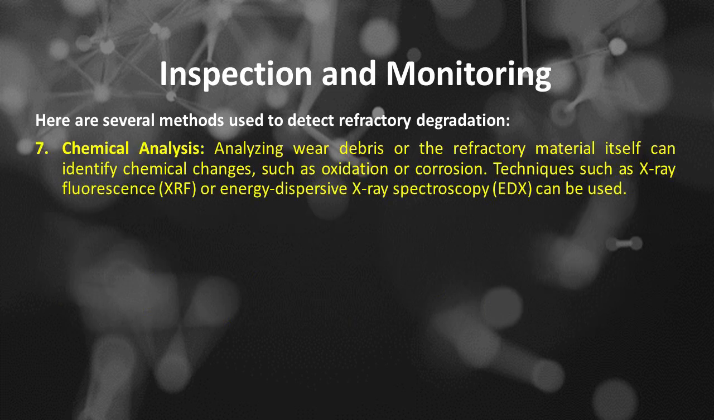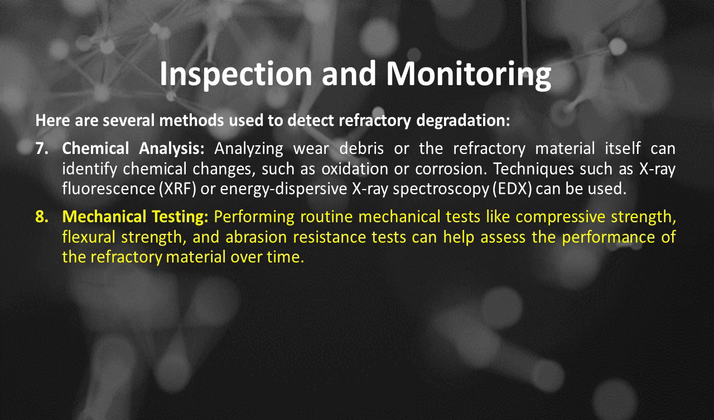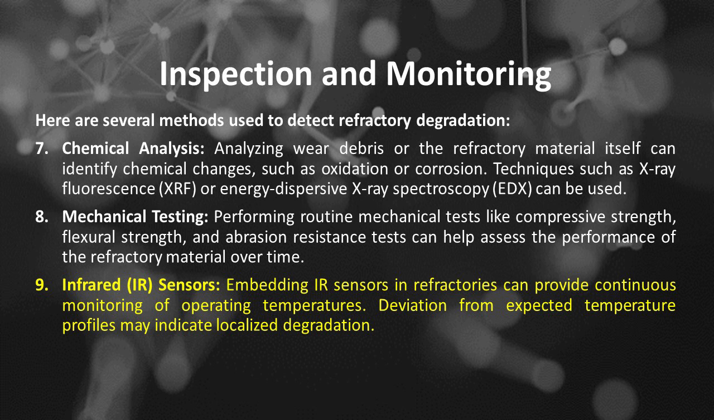Number 7 is chemical analysis. Analyzing wear debris or the refractory material itself can identify chemical changes, such as oxidation or corrosion. Techniques such as X-ray fluorescence, XRF, or energy dispersive X-ray spectroscopy, EDX, can be used. Number 8 is mechanical testing. Performing routine mechanical tests like compressive strength, flexural strength, and abrasion resistance tests can help assess the performance of the refractory material over time.